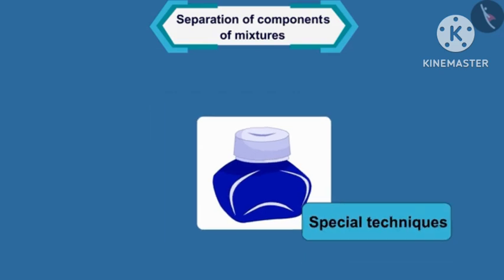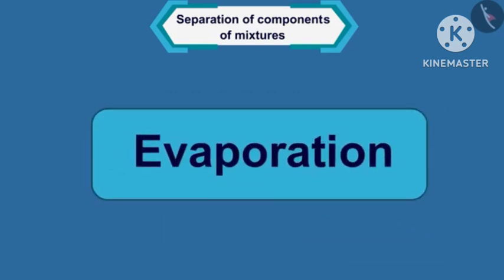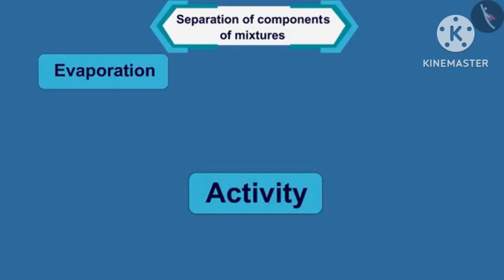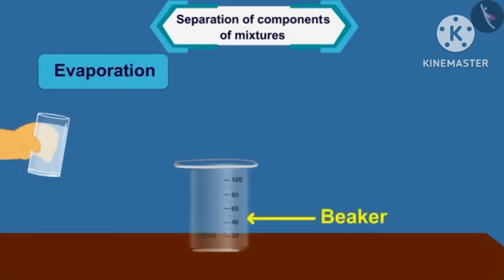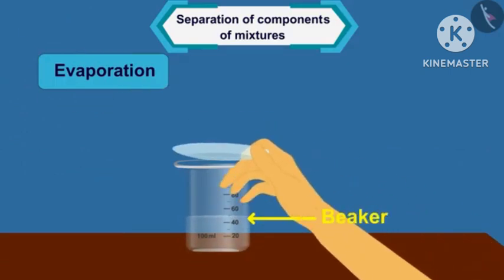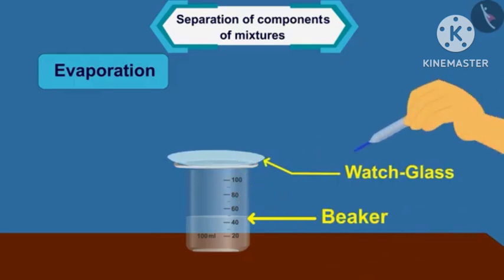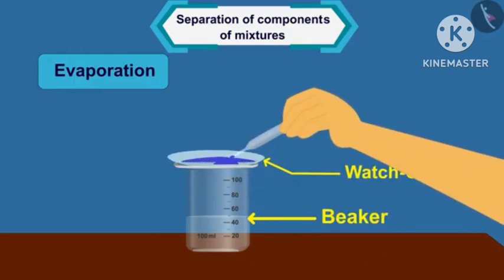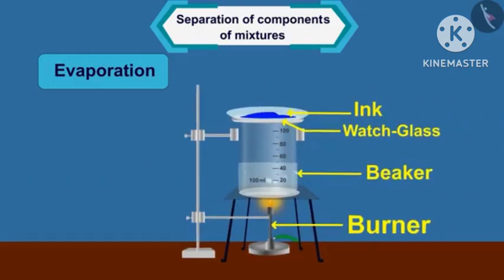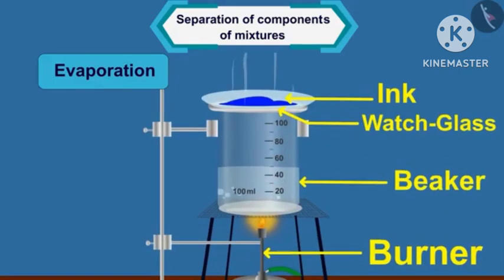First of all, we will learn about evaporation. Let's try to understand it through an activity. Fill half the beaker with water. Now, place the watch glass on the mouth of the beaker and put some drops of ink on the watch glass. Now, start heating the beaker. What do you see? We can see that evaporation is happening from the watch glass.